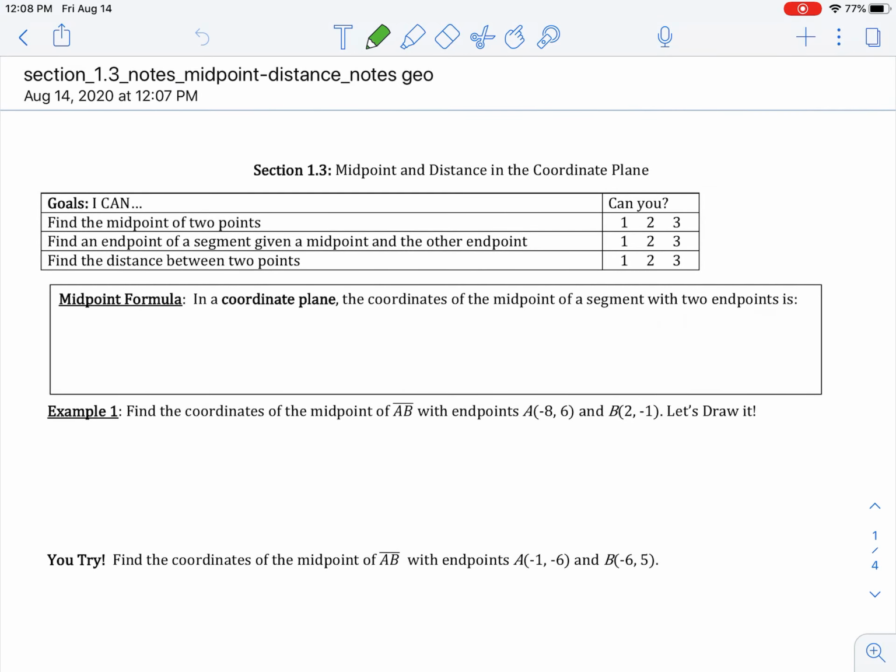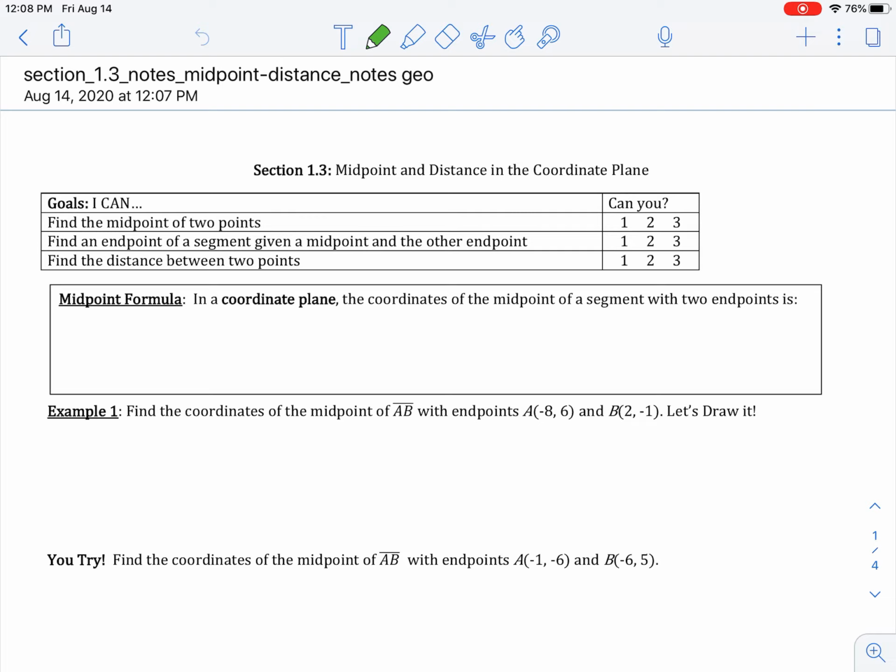All right, let's go ahead and get into section 1.3 notes. Today we're going to explore and look at midpoint and distance formulas. Now, you might have seen the midpoint and distance formula back in algebra. We're going to be doing midpoint and distance in respect to a coordinate plane. All right, we're going to be dealing with ordered pairs, so it's going to be formula driven.